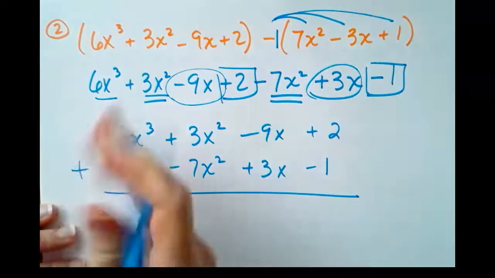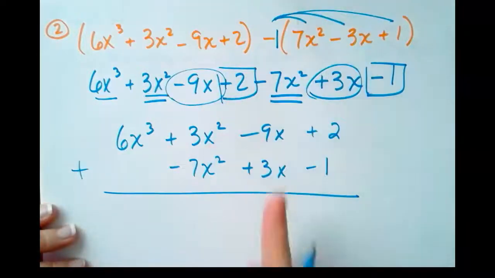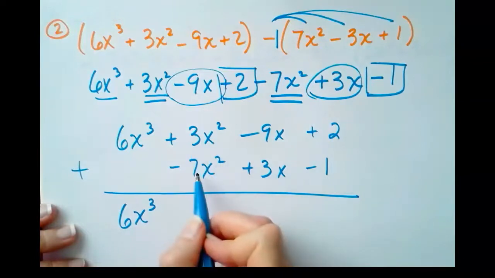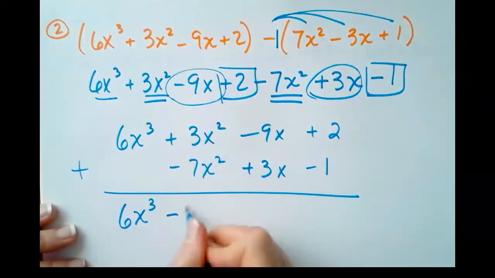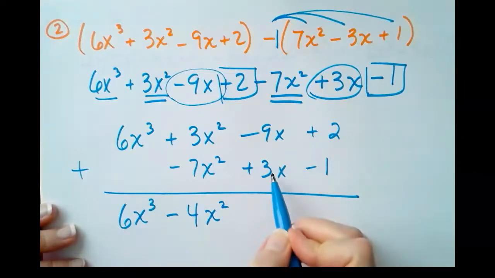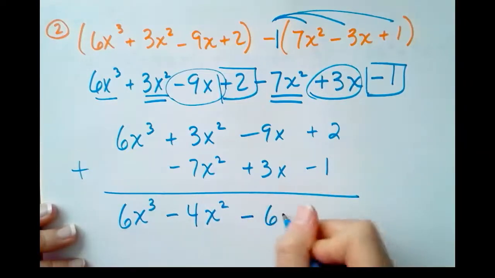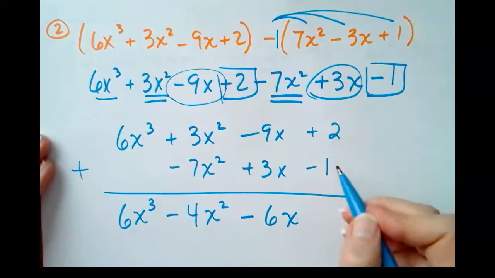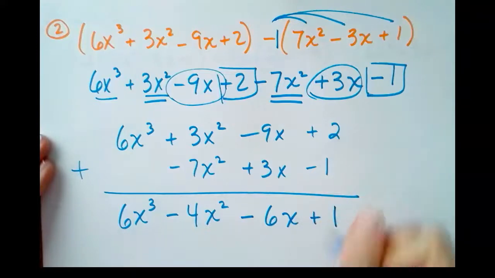Everything's lined up vertically. Add down the columns. Bring the 6x cubed down. 3x squared minus 7x squared, negative 4x squared. A negative 9 and a positive 3 is a negative 6x. Once again, exponents never change when adding or subtracting. A positive 2 and a negative 1 is plus 1. That is our final difference because we subtracted.